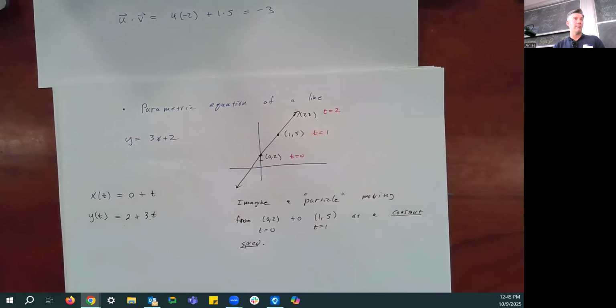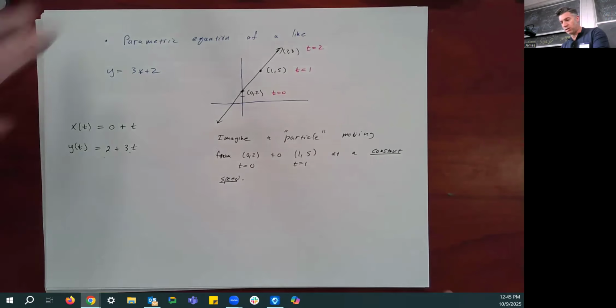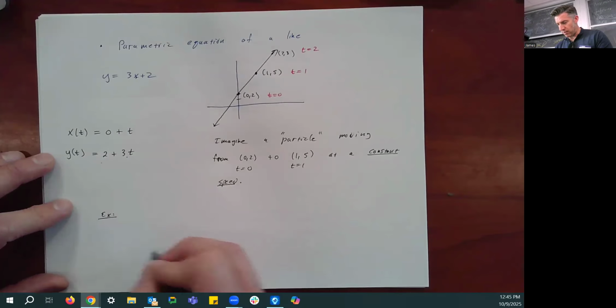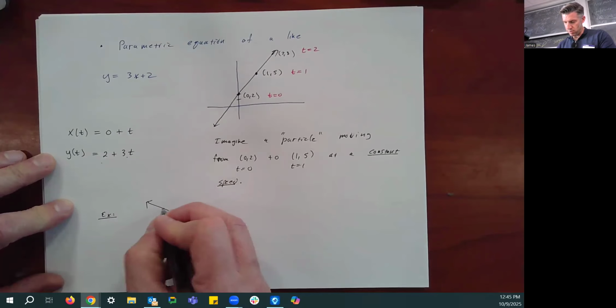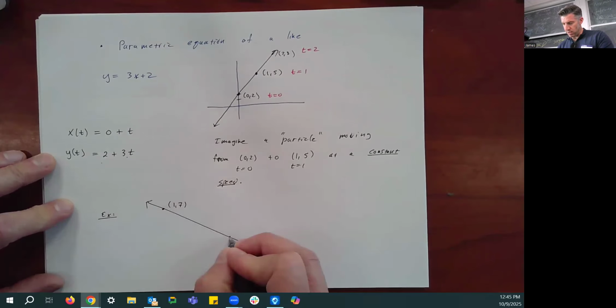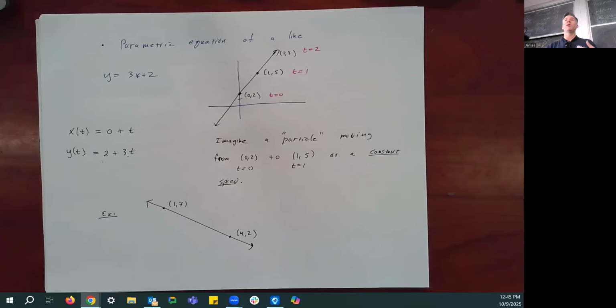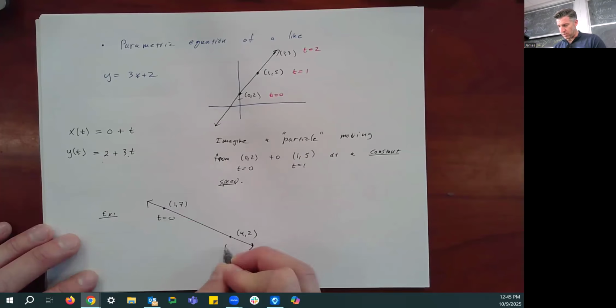And then you could do this for a line through any 2 points in 2-dimensional or 3-dimensional space. So for example, just to show you another example, if we had some other line going through the points 1, 7 and 4, 2, it doesn't really matter what you pick to be t equals 0, t equals 1. I usually think from left to right, but really, it doesn't matter. So here we're going to say this is t equals 0, this is t equals 1.